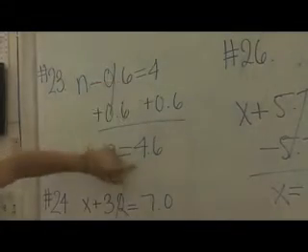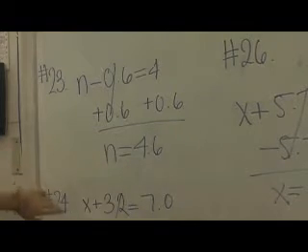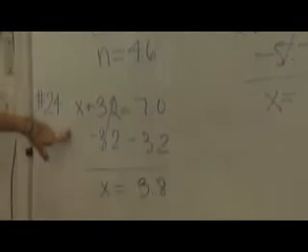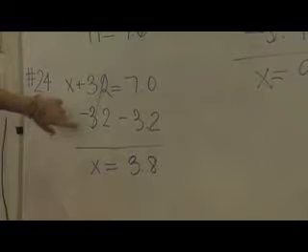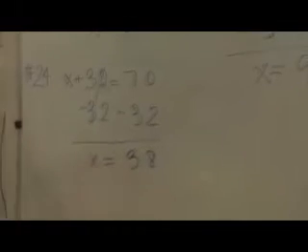0.6 equals 4, so you add 0.6 and that equals 4.6. And x plus 3.2 equals 7.0. And then you subtract and that equals 3.8. Good. Let's give her a hand, guys.